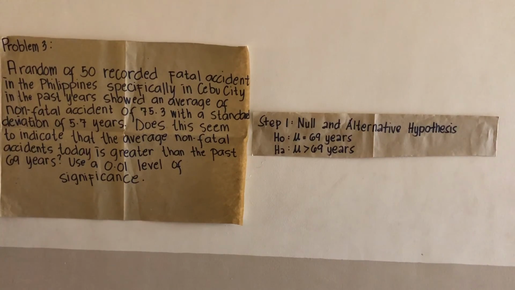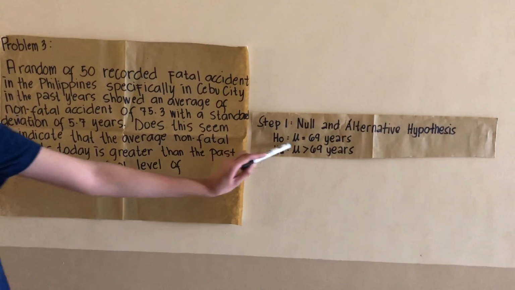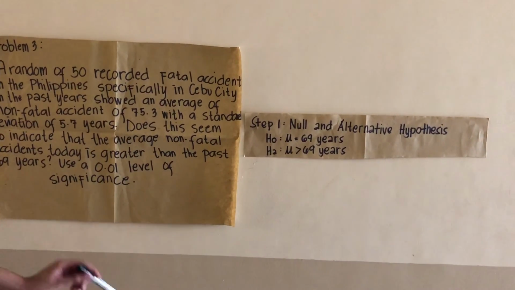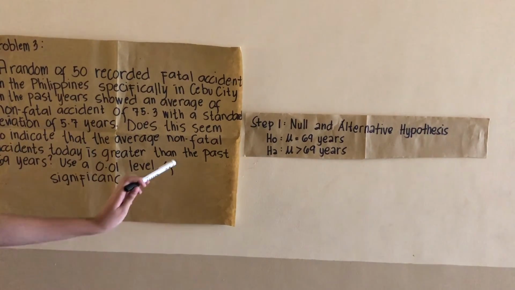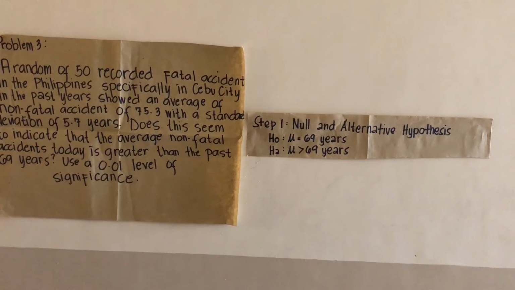Formulate the null and alternative hypothesis. H0 is equal to 69 years. HA is greater than 69 years because of the words greater than in the problem.